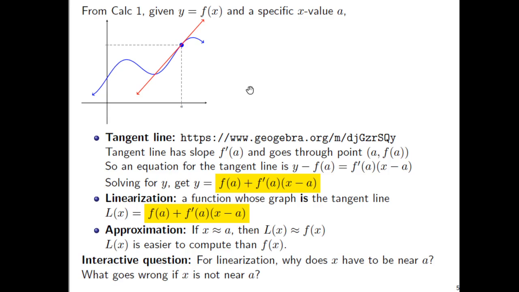Okay, interactive question. For linearization, why does x have to be near a? Or rather, to flip it around, what goes wrong, or what can potentially go wrong if x is not near a?